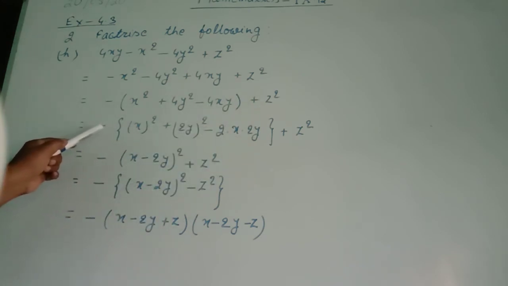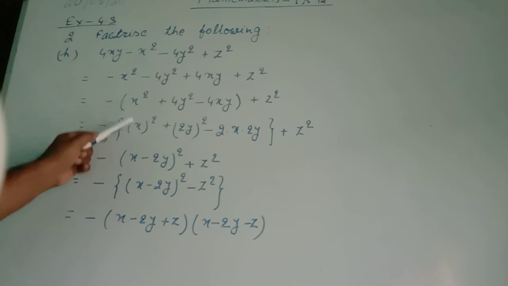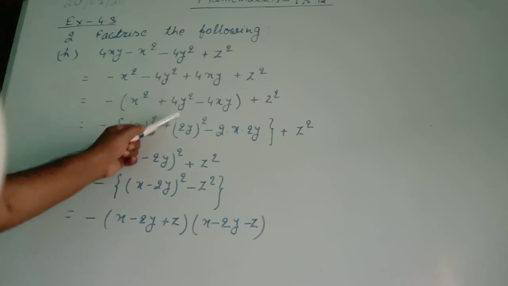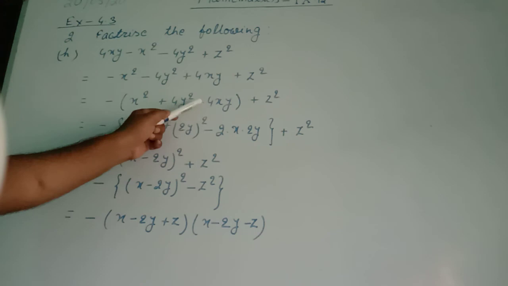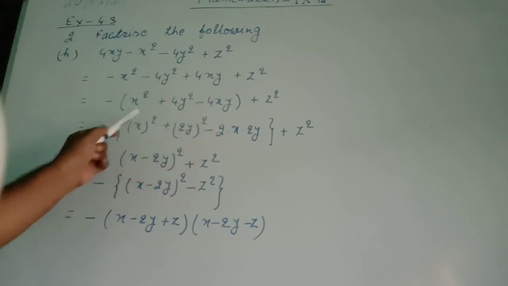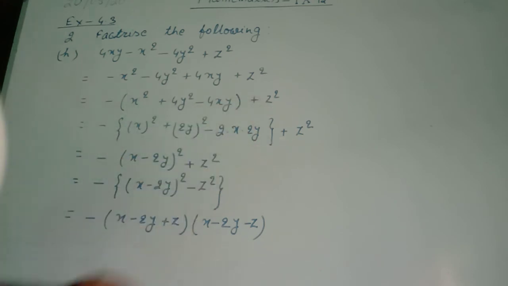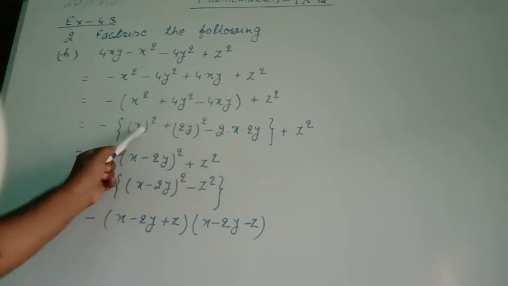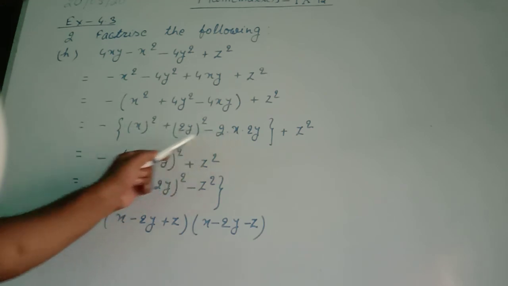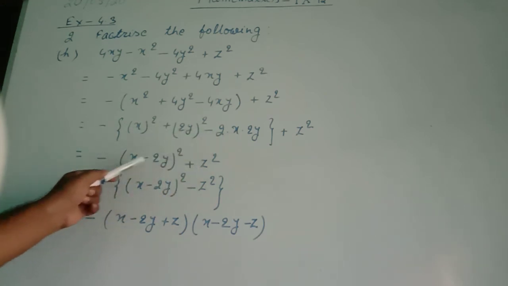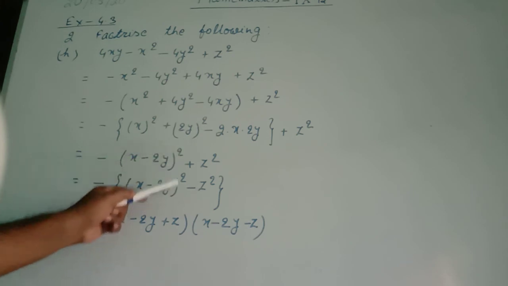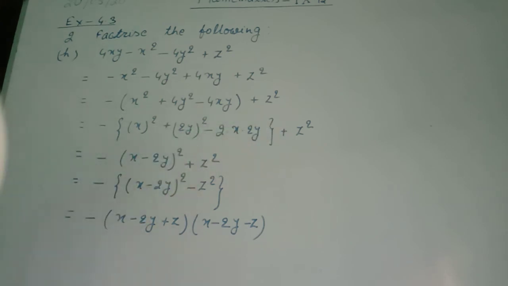Now, this minus came here, x square plus this 4y square will be written as 2y whole square, minus 2ab, 2 into a is x, b is 2y, plus z square. This minus came here. What are you seeing? This is in the form of a square plus b square minus 2ab, that is equal to a minus b whole square. I mean x minus 2y whole square and plus z square.